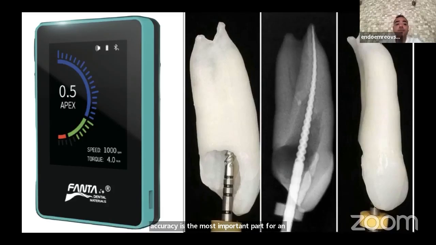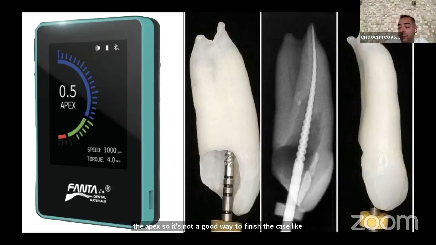So if you have a well-known apex locator, like the Vispax, and you calculate the working length, you need to consider the accuracy of the apex locator, because in that picture, as you see, the file seems to be in the apical, but it's beyond the apex. So it's not a good way to finish the case like that.